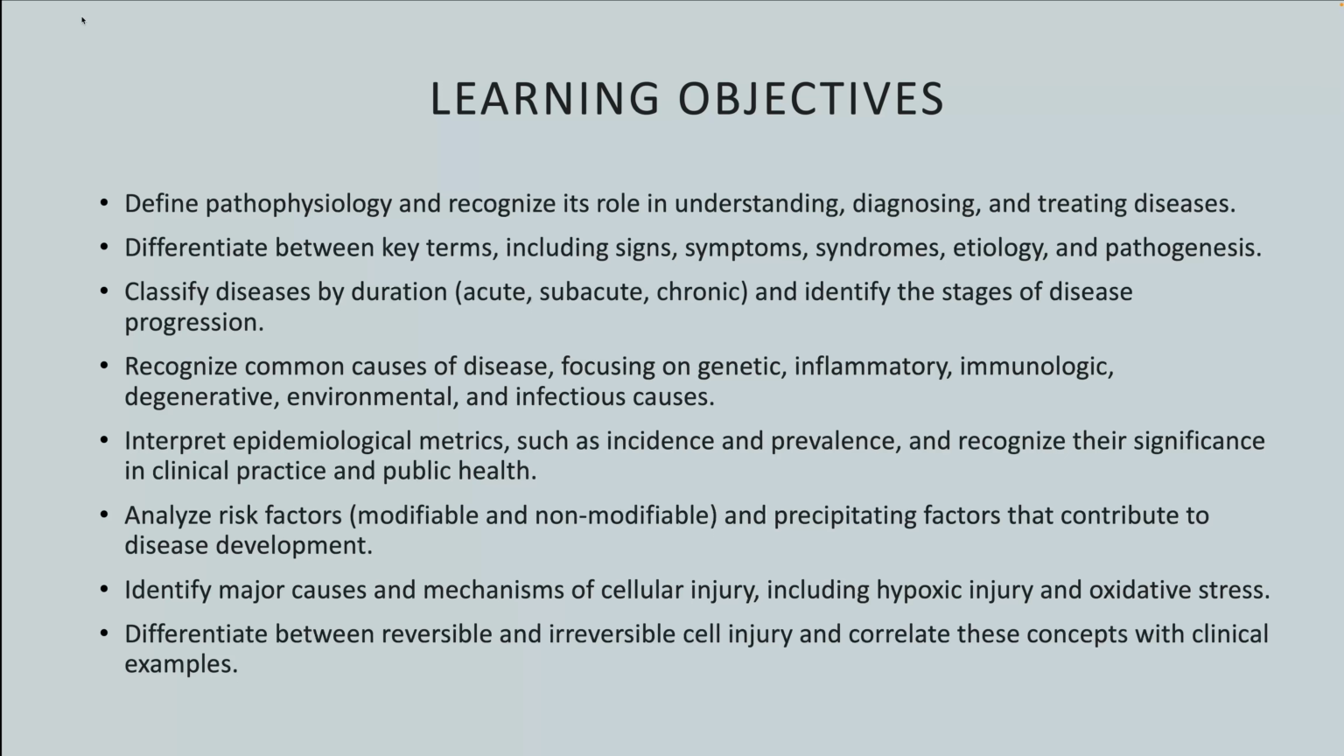Then we are going to be talking about different key terms. We are going to talk about disease, classification, different forms of classifying disease. We are going to be talking about different causes of disease, etiology of disease. Then we are going to be talking about epidemiology, not as a science, but the epidemiological terms that we are going to be using in pathophysiology. Okay, and trying to have a big picture of pathophysiology.